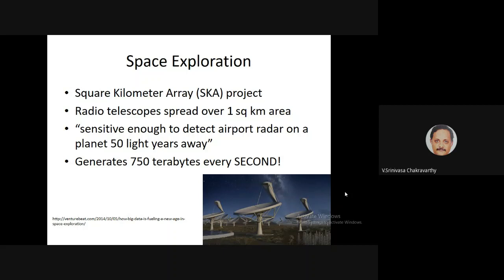So you cannot create one big antenna of a square kilometer size. So they have lots of smaller antennas, a large array of them spread over square kilometers, and that whole array of antennas acts like one antenna basically. This SKA telescope is so sensitive that it can detect an airport radar on a planet 50 light years away. That's because it's so large in area, and it generates 750 terabytes every second.